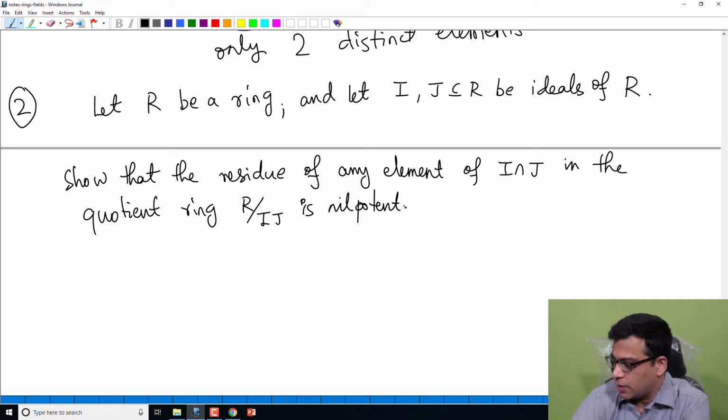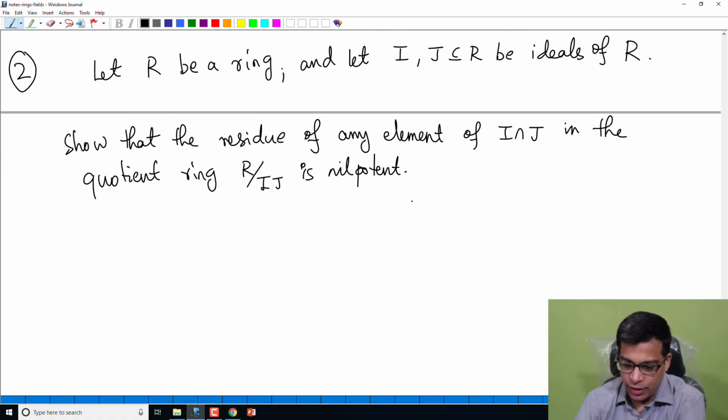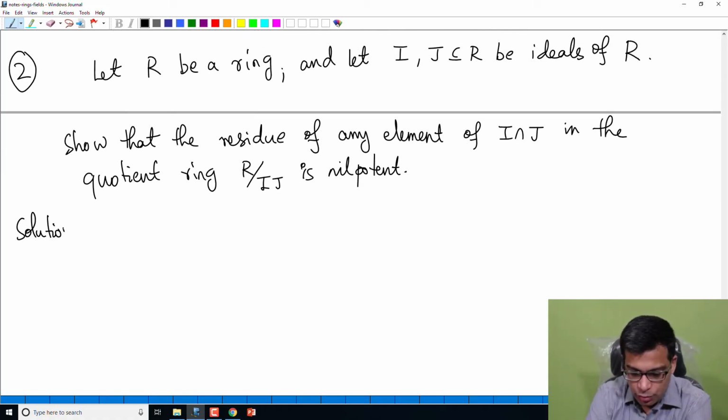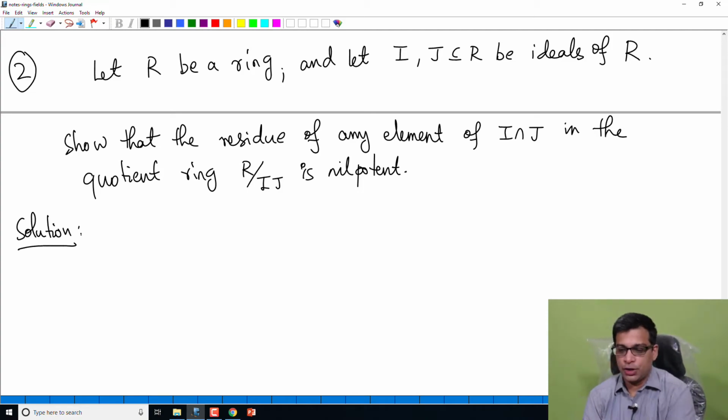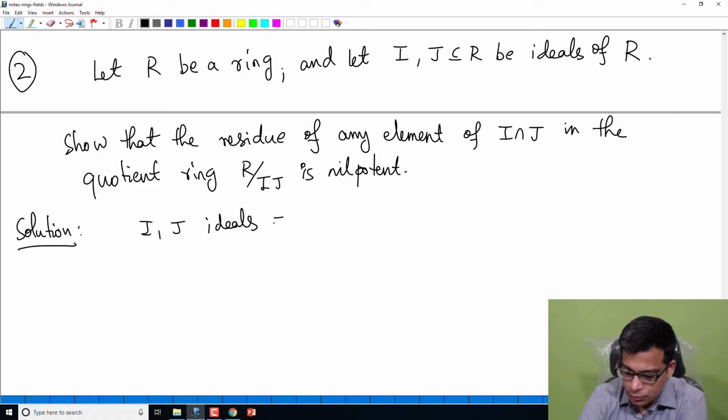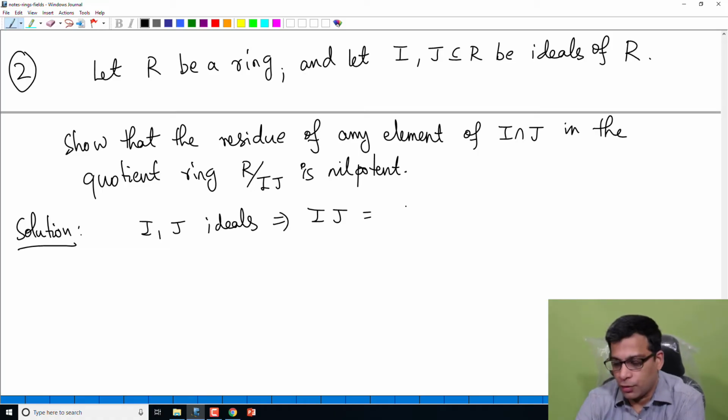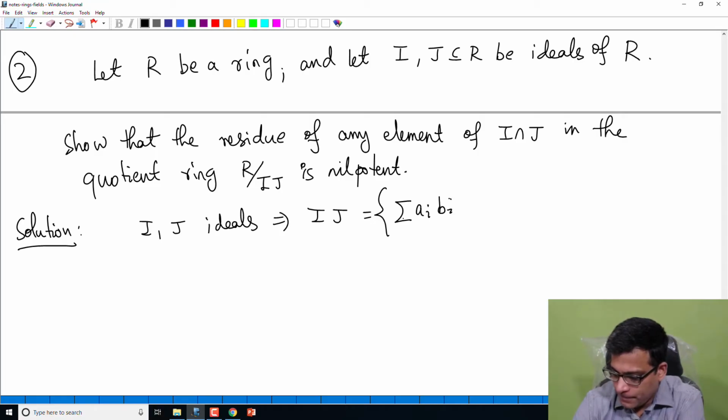Okay, so this requires a bit of an explanation. So let me carefully explain what I need to do here, before I do the solution. So remember, if I and J are ideals, this implies the product IJ is also an ideal. In one of the earlier videos I defined the product of two ideals. So these are elements which are obtained by taking products of elements of I and J and adding any finite number of them.